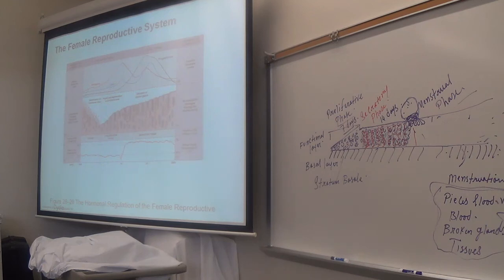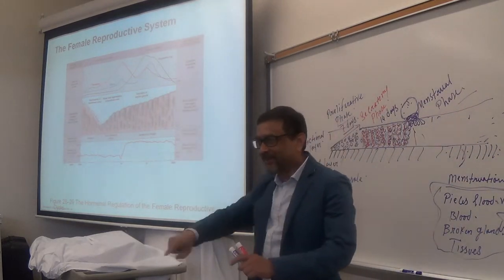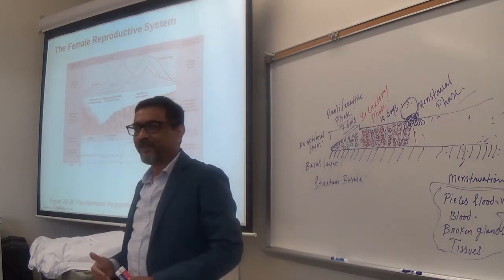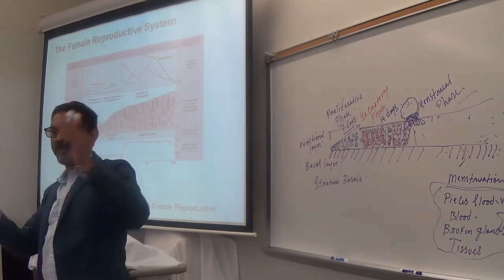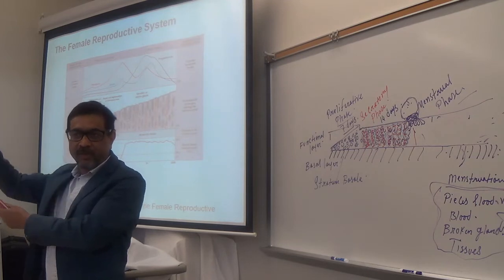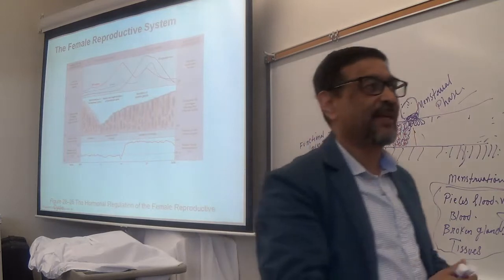Now, we cannot tell which phase is first, which phase is second or third, because it is what? A cycle. You can start from anywhere, right? You can start from secretory, menstruation, proliferative, or you can start from proliferative, secretory, menstruation. Wherever you start, okay? Because everything is coming back in a cycle.